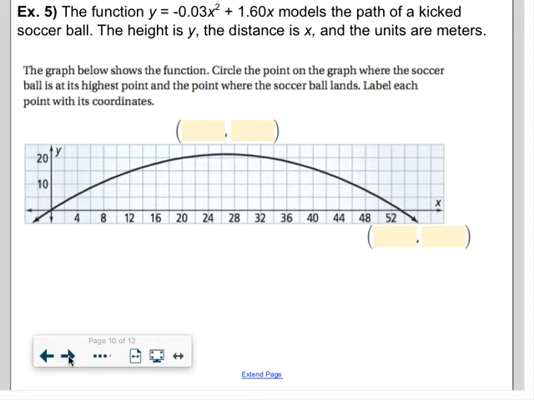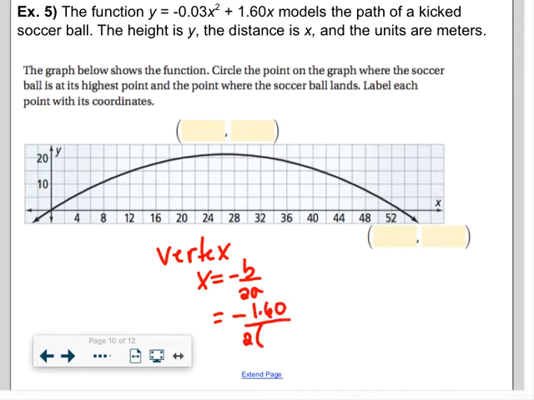All right, example 5. The function y equals negative 0.03x squared plus 1.60x models the path of a kicked soccer ball. Y is the height, and the distance is x, and the units are in meters. So what I want to do is find my vertex: x equals negative b over 2a. So it's negative 1.60 over 2 times negative 0.03.